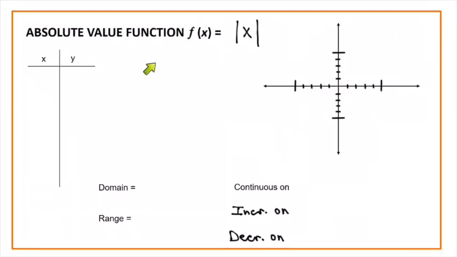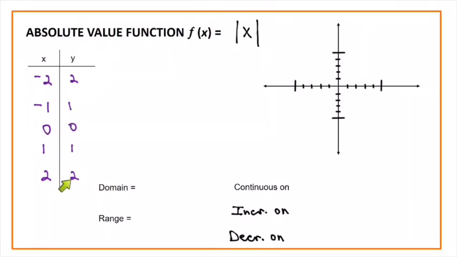Now let's look at the absolute value function. So this time the integers that I choose for x are going to be back to the integers from -2 to +2. And let's go ahead and plug those in. The absolute value of -2 is +2. The absolute value of -1 is +1.